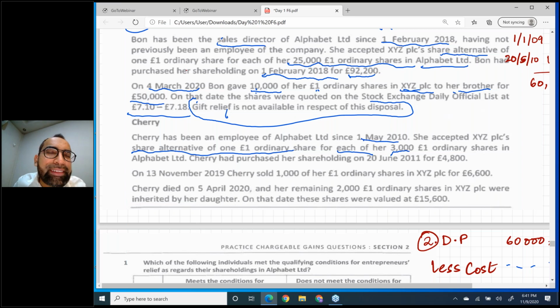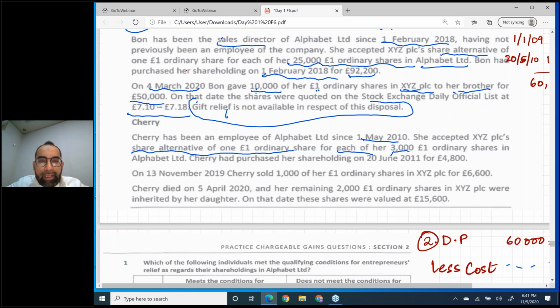So 3,000 is just 3% of 100,000. So Cherry had only 3% of the ordinary shares, which is less than 5%. So simply you can deny. You can't claim entrepreneur relief here.